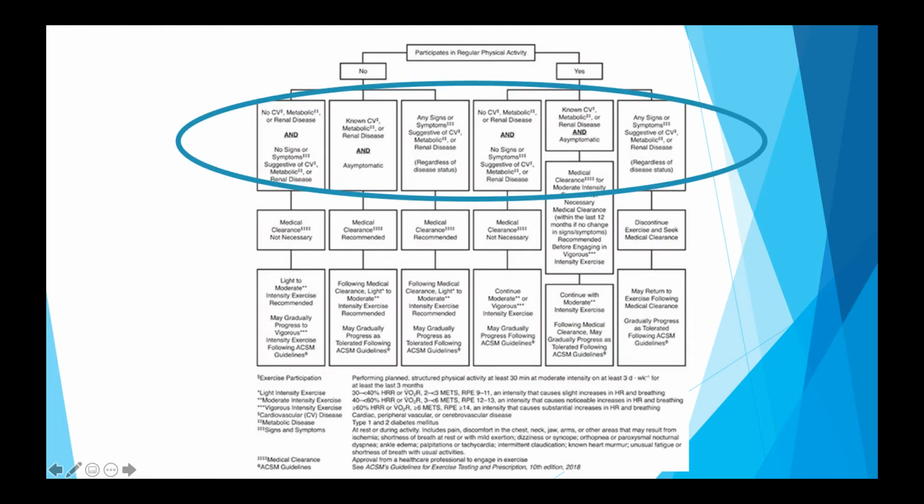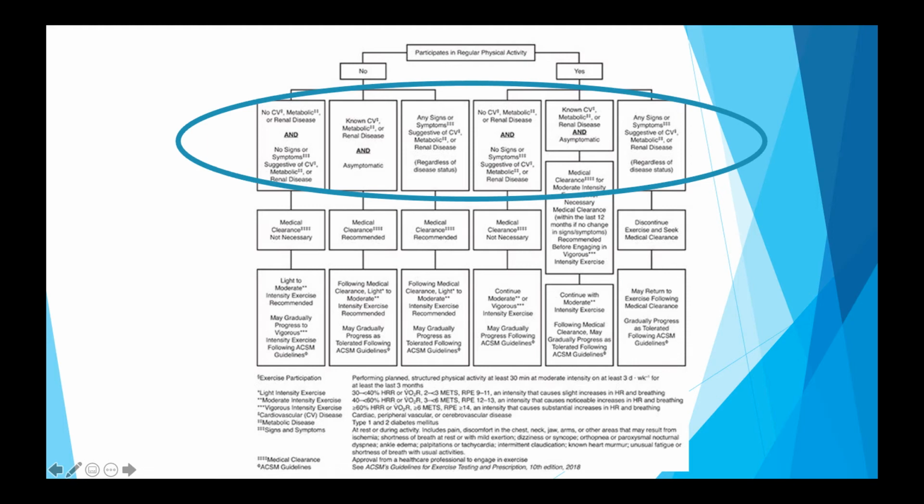This section that I have circled refers to the second component of the algorithm. In the first box, it says no CV, metabolic or renal disease, and no signs and symptoms suggestive of CV, metabolic, or renal diseases. The next box says that the person has a known CV, metabolic, or renal disease and is asymptomatic. The third box says any signs or symptoms suggestive of renal, metabolic, or CV disease, regardless of the person's disease status. The fourth box says no CV, metabolic, or renal disease, and no signs and symptoms suggestive of CV, metabolic, or renal disease.